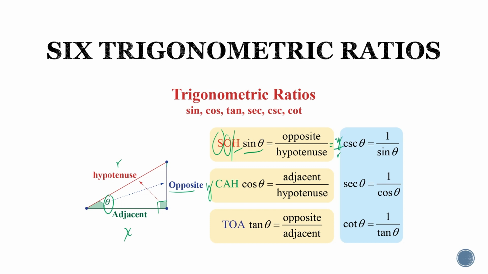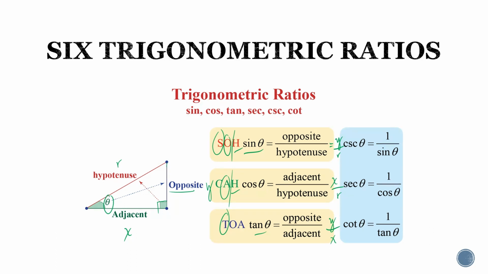The next, cos theta, is equal to adjacent over hypotenuse. So adjacent x over r. Then TOA: tangent theta is equal to opposite over adjacent. So y over x. Now the next are the reciprocal functions, starting from cosecant theta.